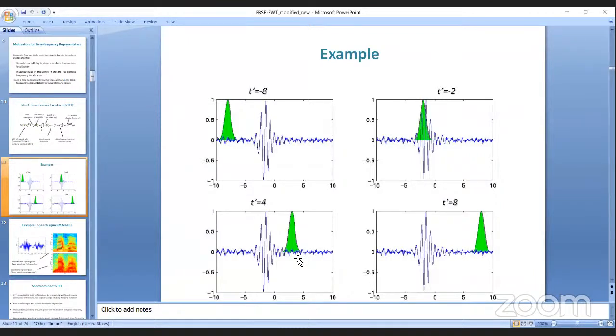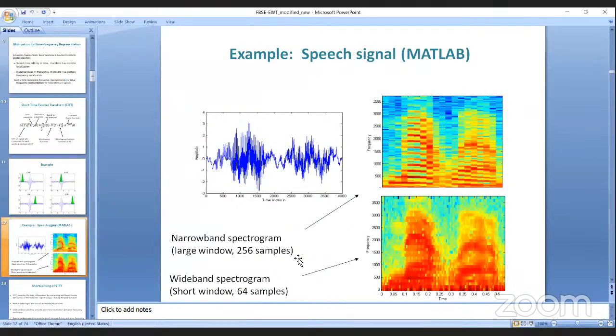This short time Fourier transform is a complex quantity. So for representation purposes, we use the square magnitude of the short time Fourier transform, STFT, which is known as the spectrogram. Here you can see an example of a speech signal when you speak MATLAB.